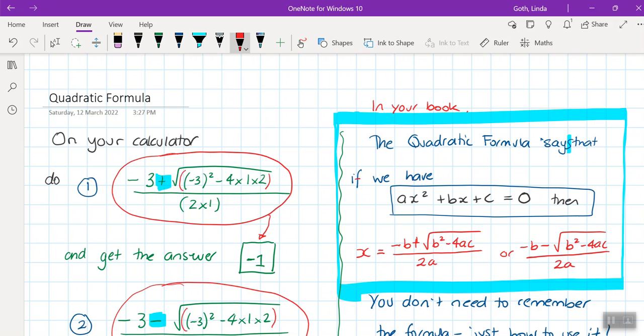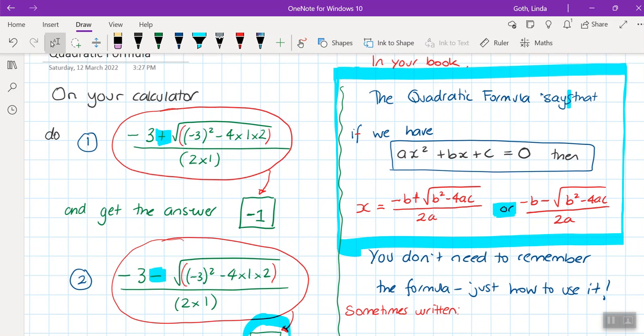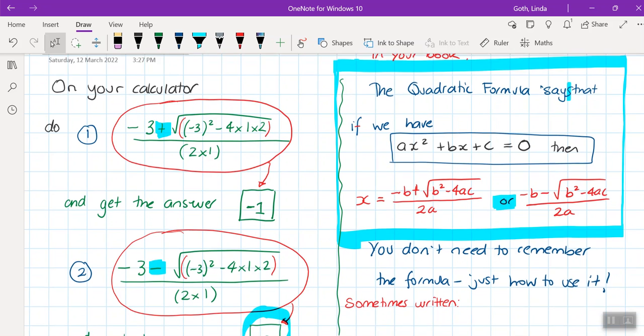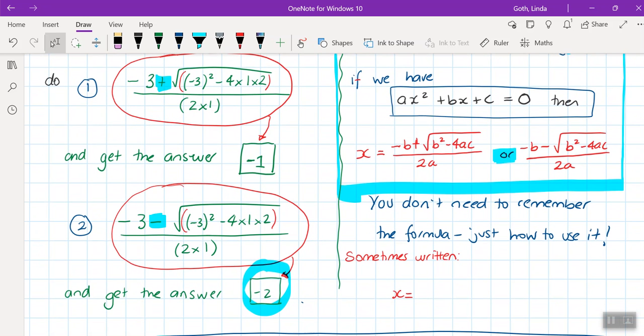Now this is going to look very confusing, but can I just remind you that in our last video when we were using the null factor law, we saw this idea of x being either one number or another number, and we're doing a very similar thing here. You don't need to remember the quadratic formula, you just need to know how to use it. We will write it onto the test for you, or you will be given it in some form.